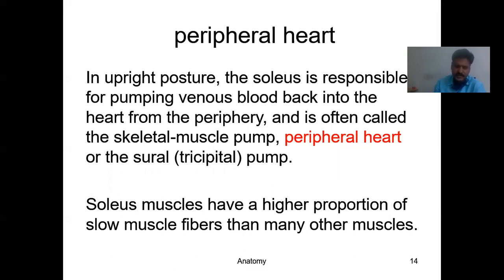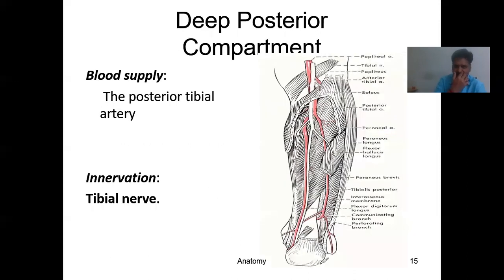The soleus muscles have a higher proportion of slow muscle fibers than many other muscles. Hope you know about slow muscle fibers and fast fibers. What is the function of fast fibers? What is the function of slow fibers? So that's about the soleus and the superficial strata of the back of leg.